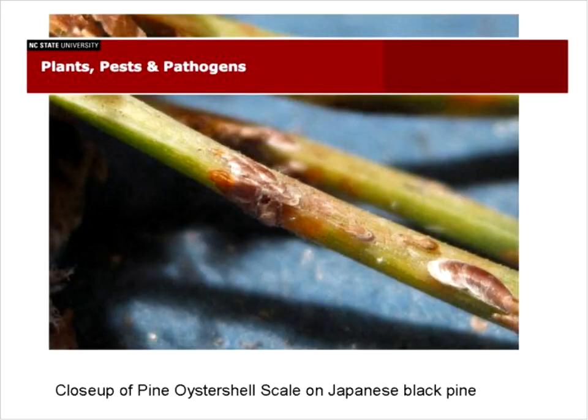Here's a close-up of this pine oyster shell scale. Okay, sorry, I'm a little clumsy when it comes to this stuff. The scale covering that's secreted by the living body of the scale underneath has this kind of elongate, meandering form like some oyster shells. And there are a number of species of scales that have this, but especially species in the genus Lepidosaphes.